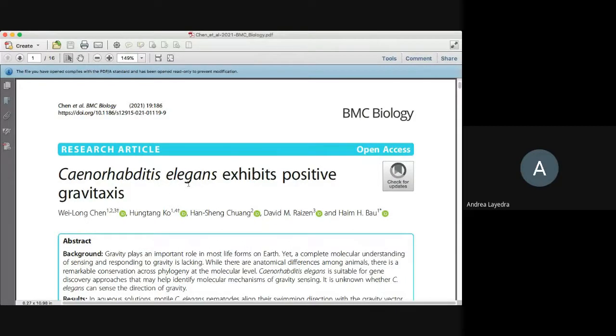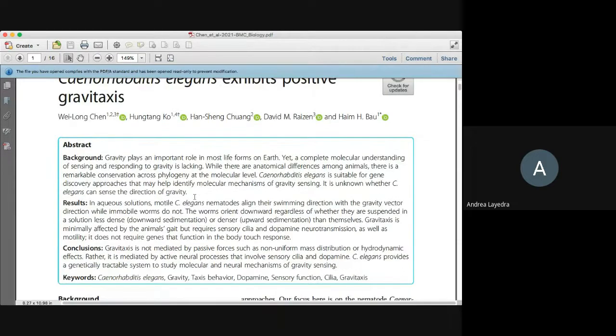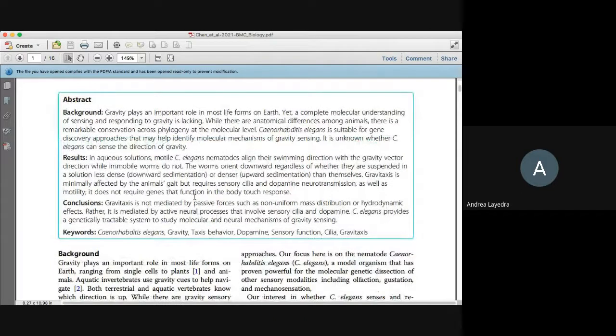Yes. Okay, thank you. So today I would like to talk about this article called Can Caenorhabditis elegans exhibit positive gravitaxis? C. elegans is a great tool to determine which genes activate for each function, as it has a significant relationship with human genes. In this case, the researchers are going to demonstrate how C. elegans swims and how its swimming orients to the gravity vector.